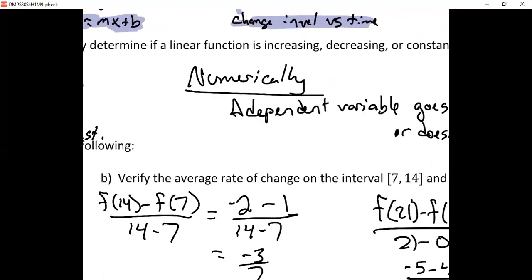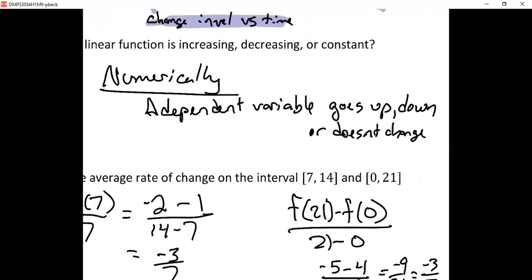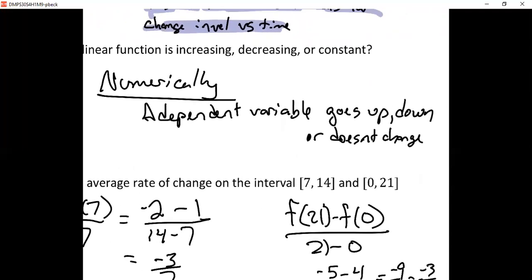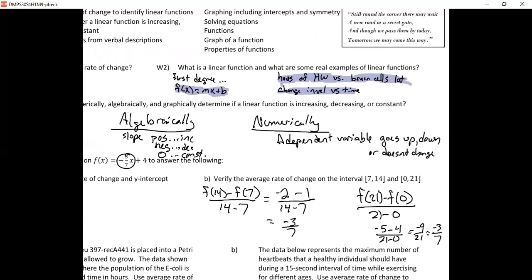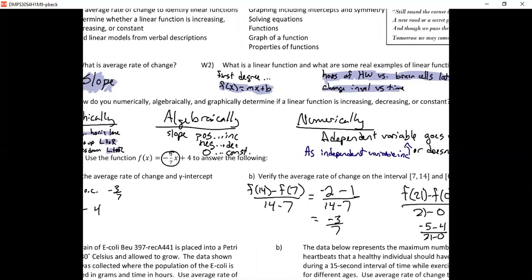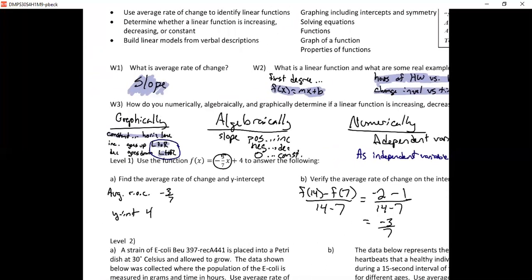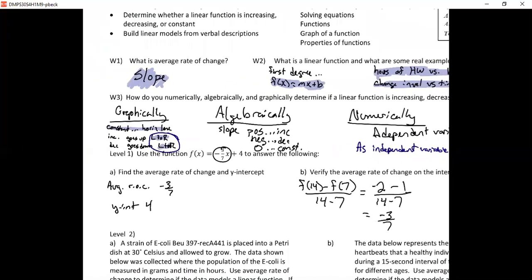And then numerically, when the dependent variable goes up or down, that's how we know whether we have increasing, decreasing, or constant. So usually the dependent variable is y. Probably want to be a little bit more specific on this one. So as the independent variable increases, then we look to see whether the dependent variable goes up, down, or doesn't change. So x is always going to get bigger, and that's really what we mean as we go graphically from left to right. As x gets bigger, what does y do?